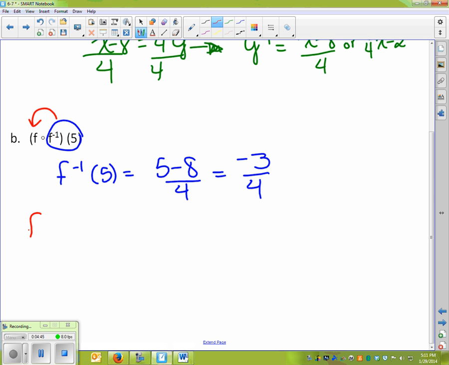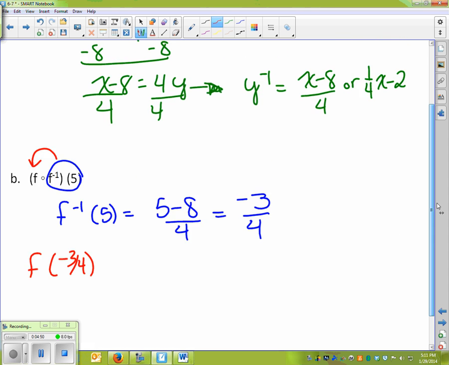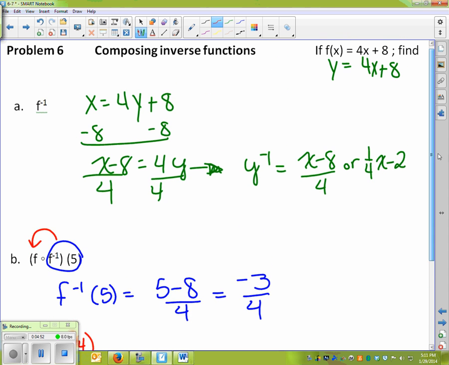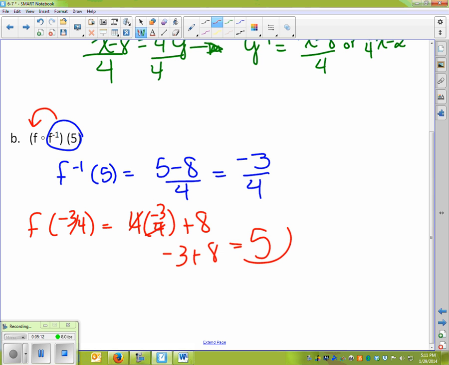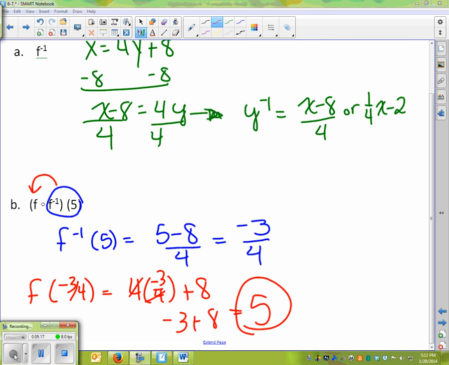So I'm going to go f of -3/4. And my original function was y equals 4x plus 8. So y equals 4 times negative 3 over 4 plus 8. The 4's cancel. I have negative 3 plus 8, which is 5. My final answer is 5. And that concludes the second portion of Lesson 6-7.